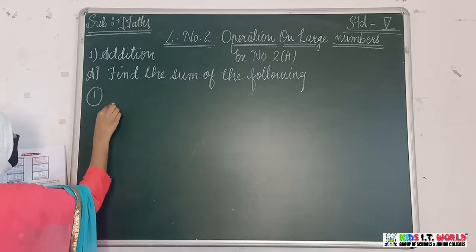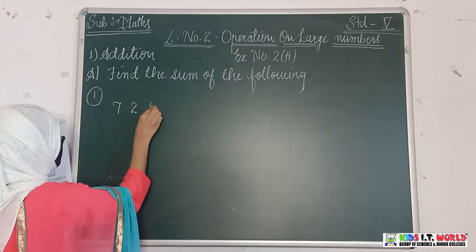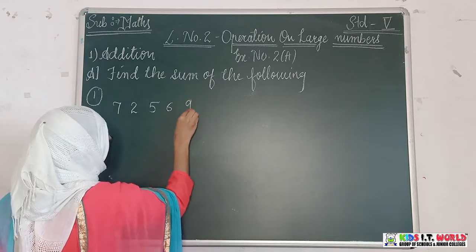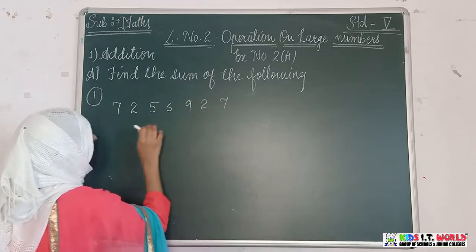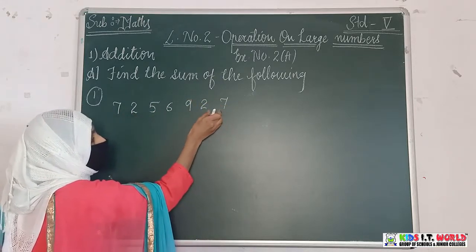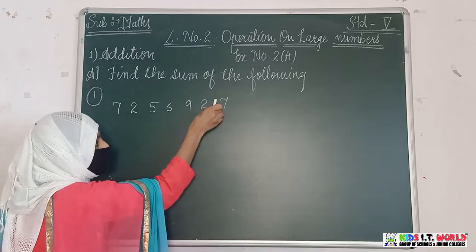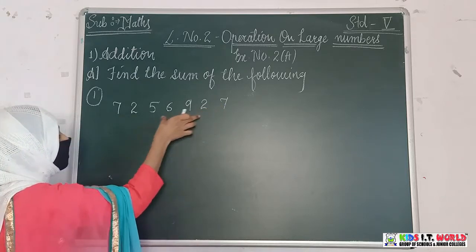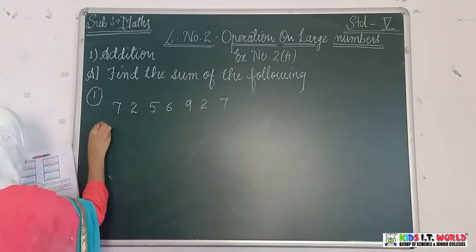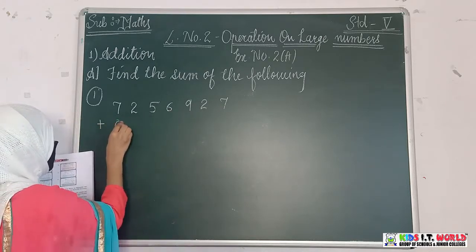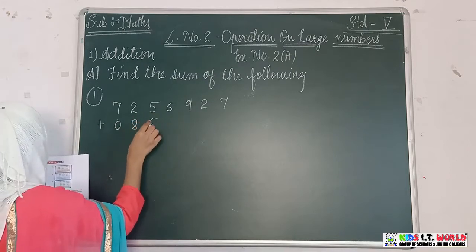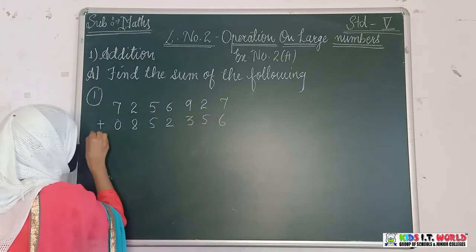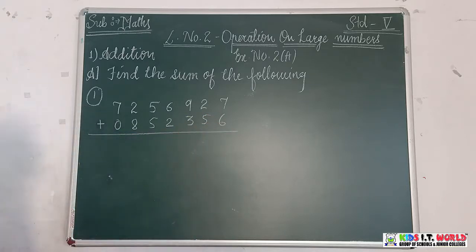The first example is 72,56,927. Write the number in this way. Keep some distance here, so your addition will be correct and will look nice. Then add the second one, 8,52,356. Here the question is completed.